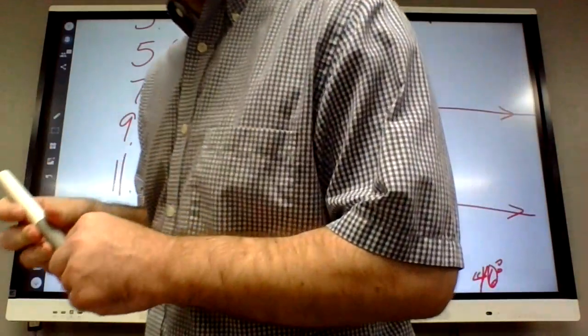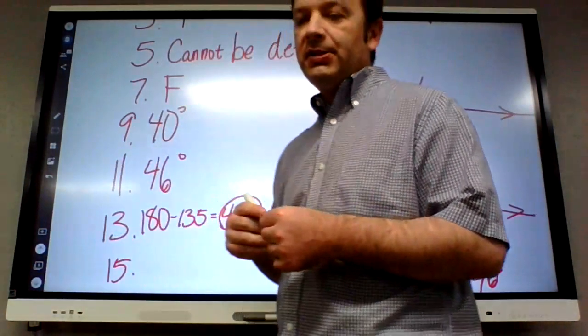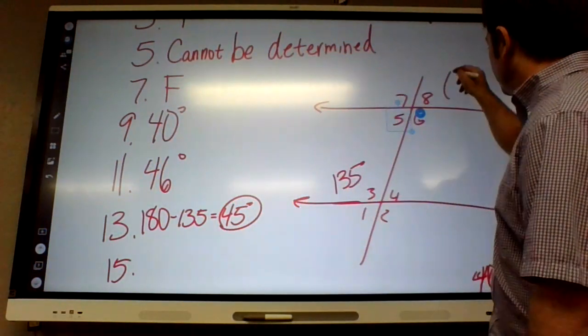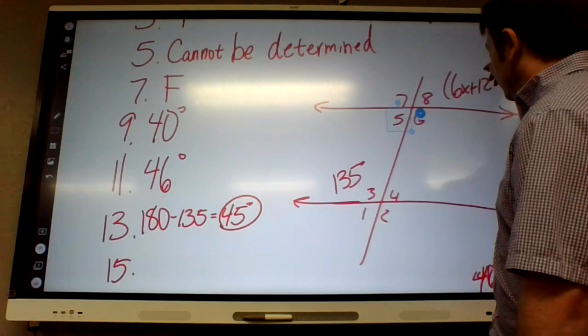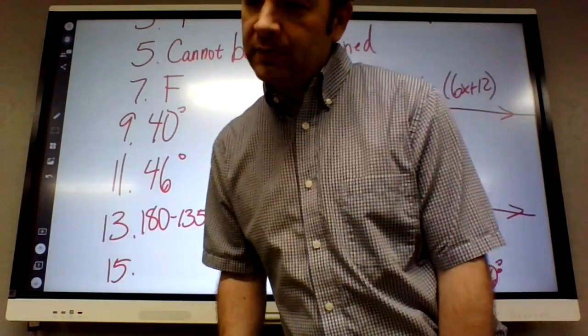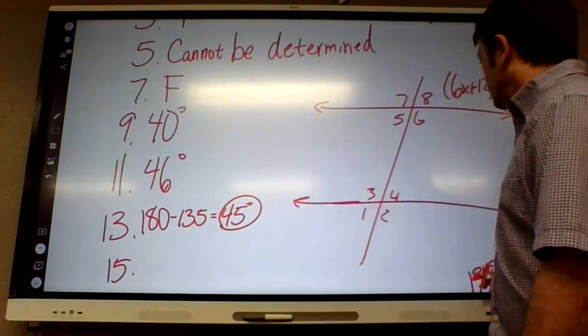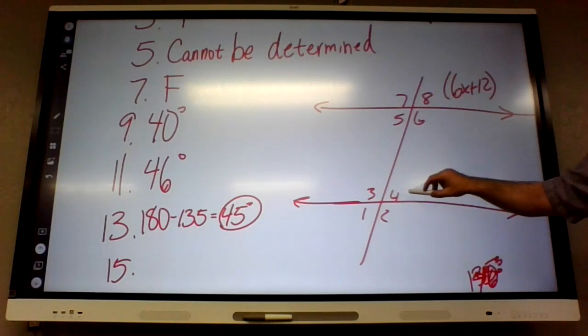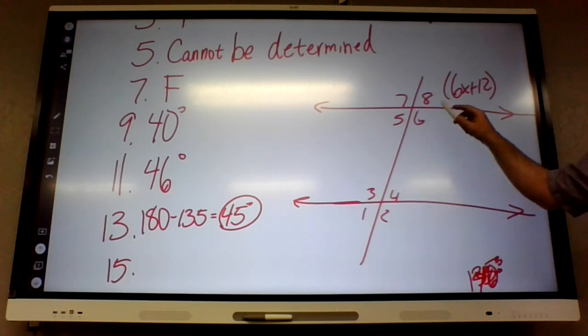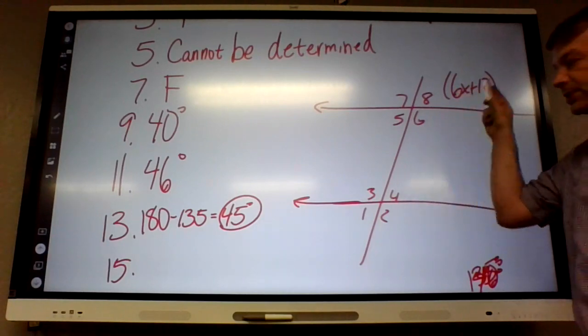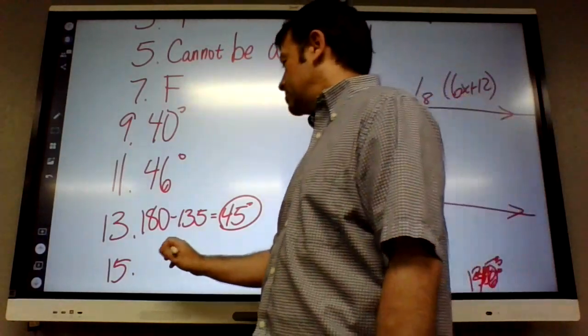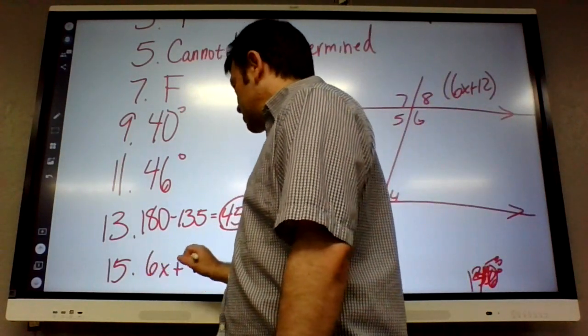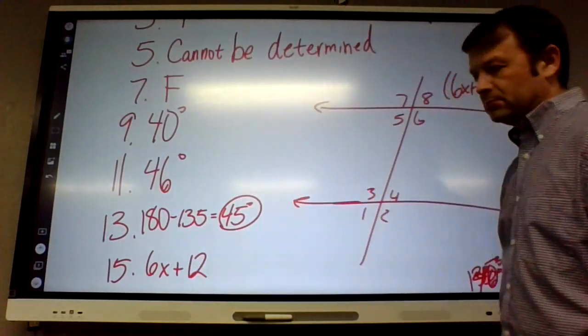Okay, 15. Angle 8 is 6x plus 12. Find angle 4. What do we know about angle 8 and angle 4? They're corresponding, so they are the same. If 8 is that stuff, angle 4 is that stuff. So it's 6x plus 12.